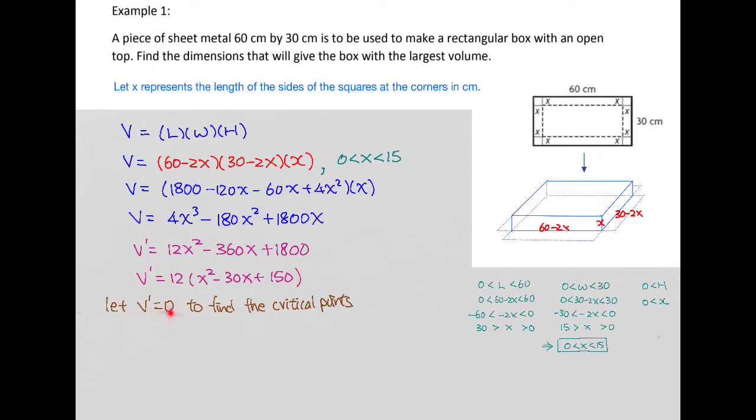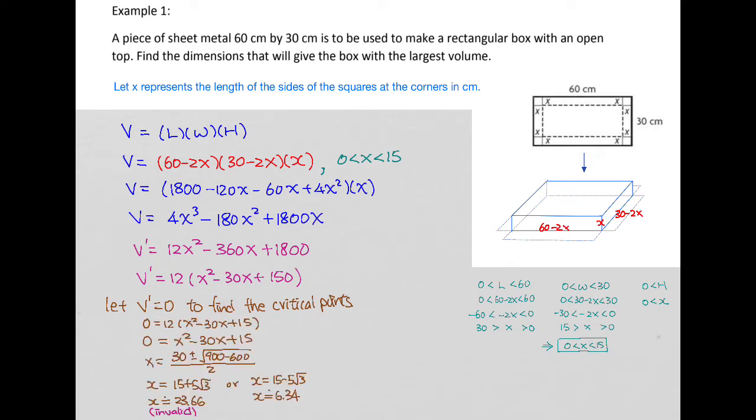Let v prime be 0 to find and identify our critical point. Because this quadratic function is not factorable, we have to use the quadratic formula to find our critical points. Once we use the quadratic formula, we will find it's 15 plus 5 root 3, which is approximately 23.66, which is outside our domain. So this critical point is invalid. And the other one is 15 minus 5 root 3, which is approximately 6.34, which is within our domain. So this is our critical point.